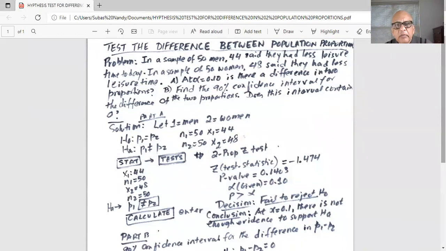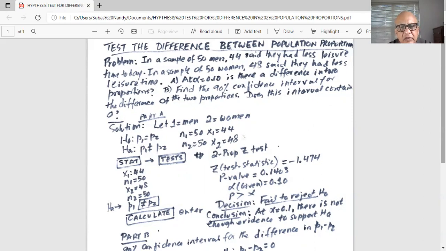So here is the problem. In a sample of 50 men, 44 said they had less leisure time today. In a sample of 50 women, 48 said they had less leisure time. At alpha equal to 0.1, is there a difference in two proportions? That was part A. And part B, find a 90% confidence interval for the difference of the two proportions. Does this interval contain 0?